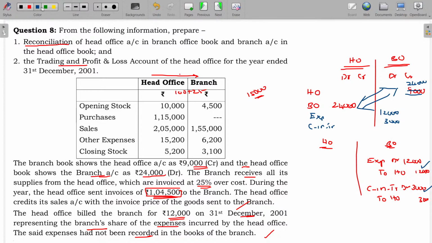You can also prepare the ledger in the books of the branch office. HO account. What's the opening balance? Initially, we have 9,000 rupees. Because of the two transactions, expenses 12,000 rupees and cash in transit 3,000 rupees, the ultimate value being balance carried on is 24,000.